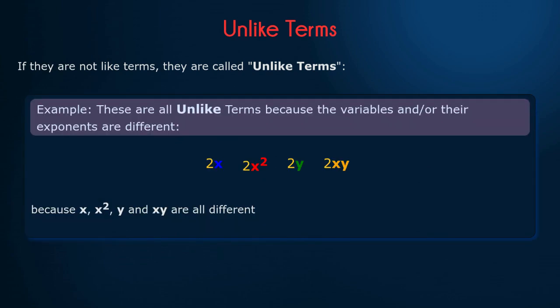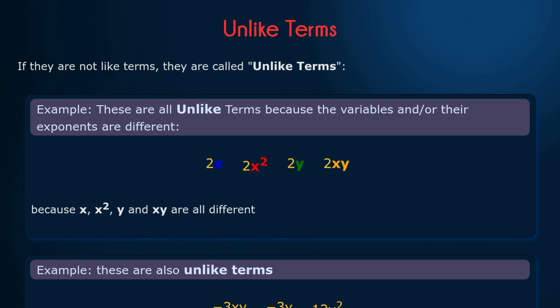If they are not like terms, they are called unlike terms. Example: these are all unlike terms because the variables and/or their exponents are different. 2x, 2x squared, 2y, and 2xy, because x, x squared, y, and xy are all different.